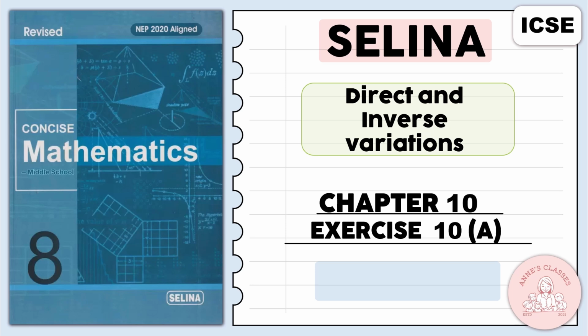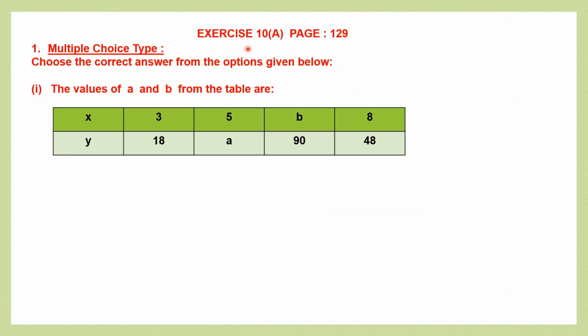Let's do direct and inverse variations, chapter 10, exercise 10a. Exercise 10a is on page number 129. Now I'm sure all of you remember direct and indirect variation from class 7.